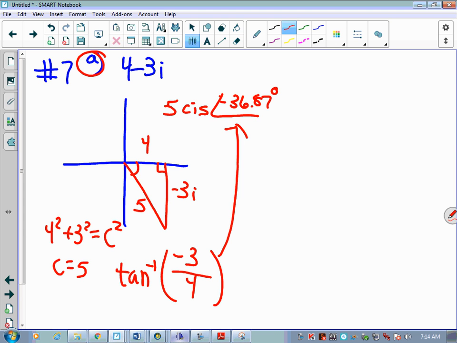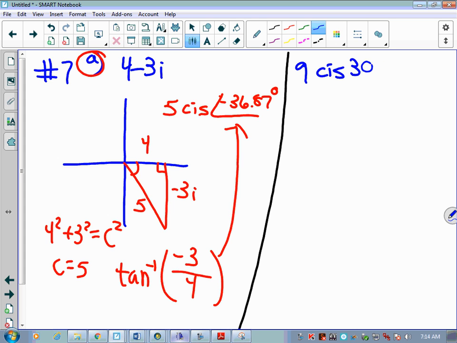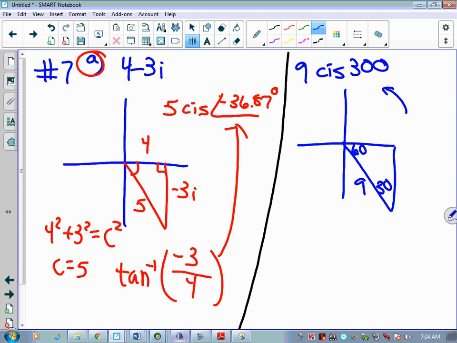All right, let's look at 7B. It says convert 9 cis 300 to rectangular coordinates. Okay, so what we're saying here is that we're at 300 degrees going this way, which is going to bring us 60 degrees here, 30 with a 9. Okay, so we've got a y value and we've got an x value, and we're looking for the rectangular coordinates.